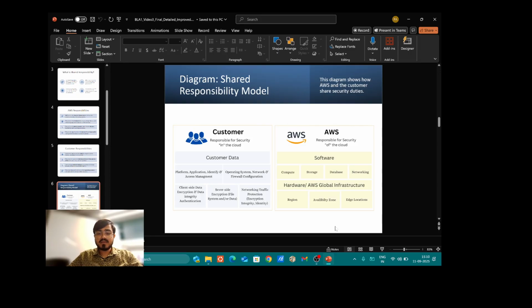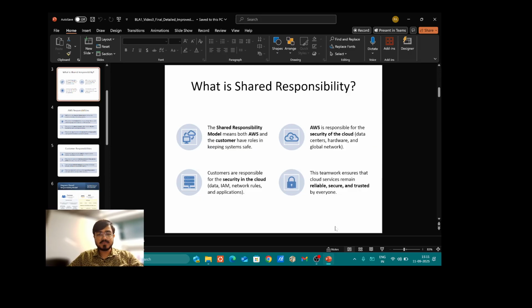In the same way, if a company leaves their S3 bucket public, it's not AWS's fault. It's the customer's mistake. This is why this model is so important. AWS secures the cloud itself, but the consumers secure what they put inside it. When both sides do their part, the system is safe, reliable, and trusted. Let's move to the next one.